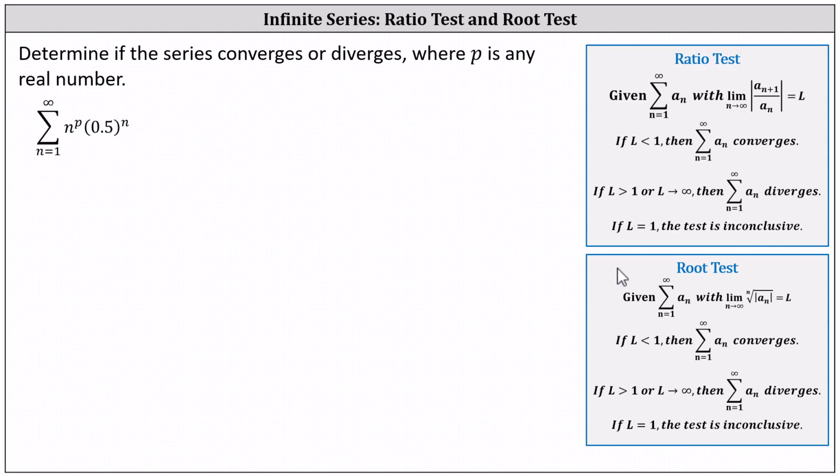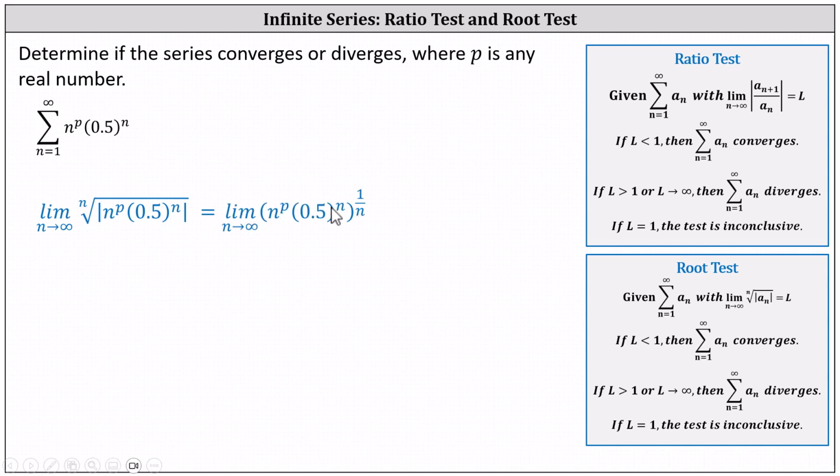Let's begin by setting up the limit, which in our case is the limit as n approaches infinity of the nth root of the absolute value of the product of n to the power of p and 0.5 to the power of n. Because n is always positive, we can drop the absolute value. Notice here, even when p is negative, n to the power of p will be positive. Let's also write the nth root using the rational exponent of 1 divided by n.